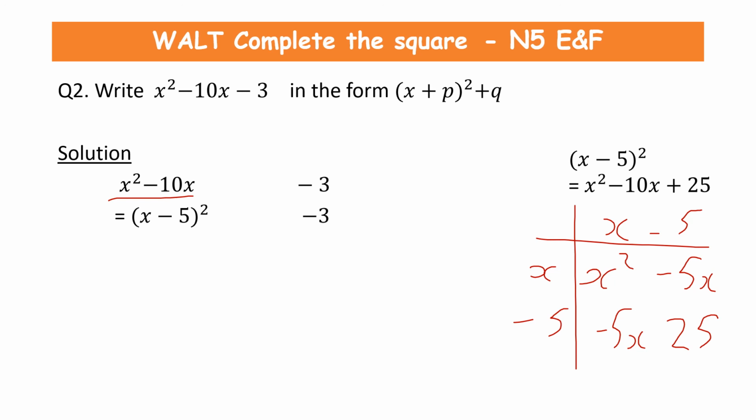But I've got something extra. I've got that extra 25. So I have to take that away to make those parts equal, to make the x squared minus 10x equal to the x minus 5 squared minus 25. So I'm completing the square, as it were, and I've got x minus 5 squared minus 28. And that's my final answer.